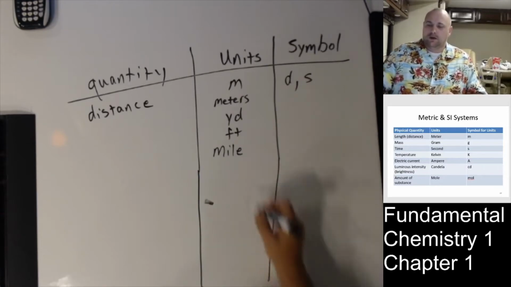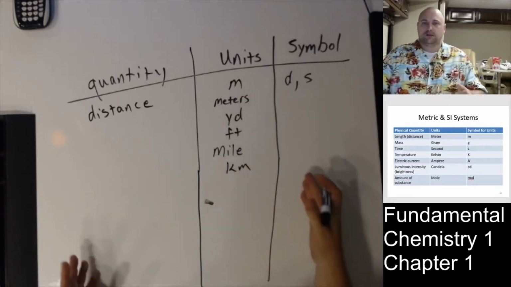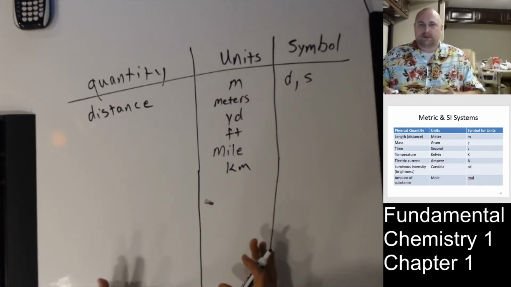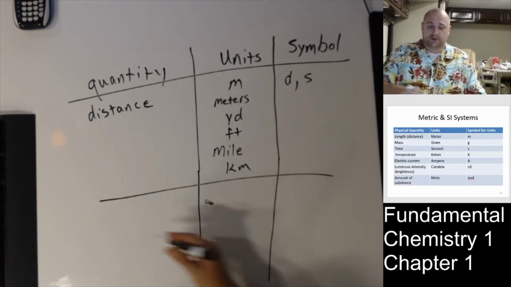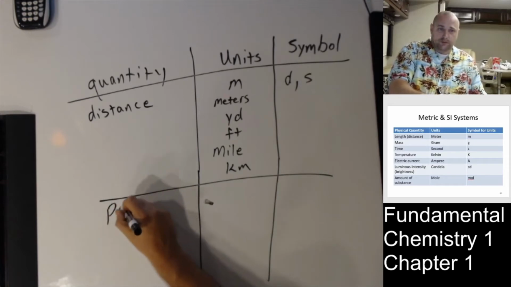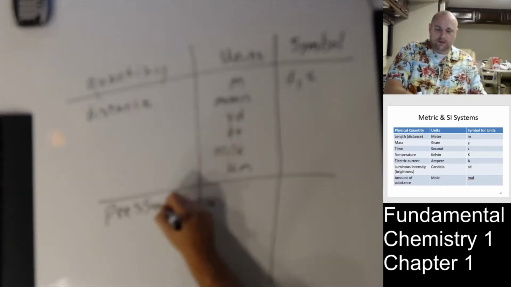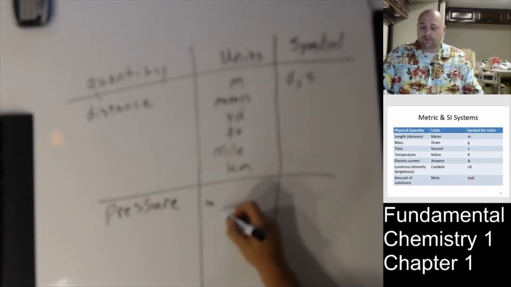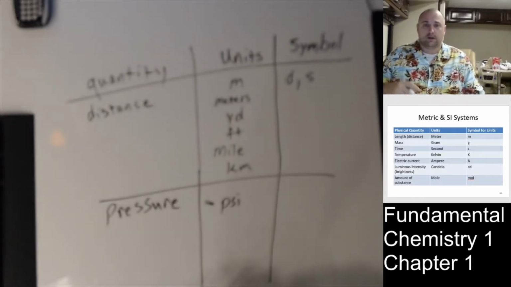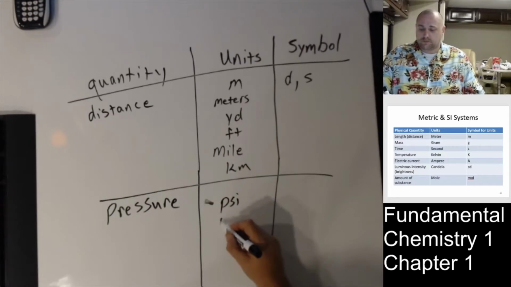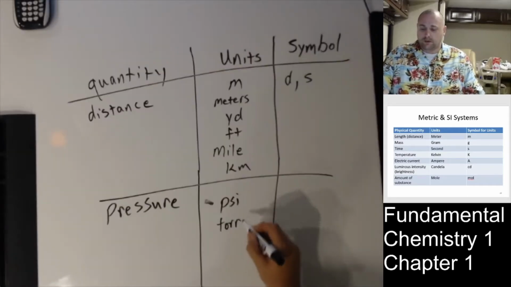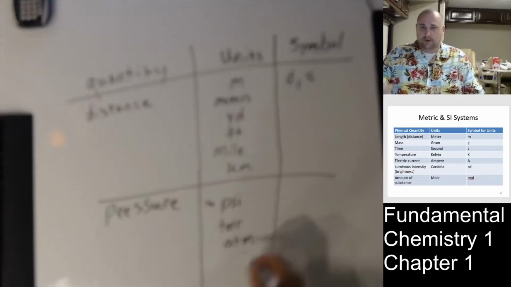Each field is going to have a different accepted unit, and sometimes even when we get to doing these, we'll have different acceptance. So when we do pressure, for instance, it might be in psi. It might be torr. It might be atmosphere.